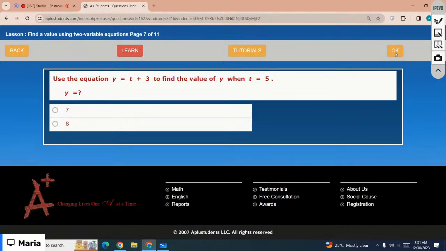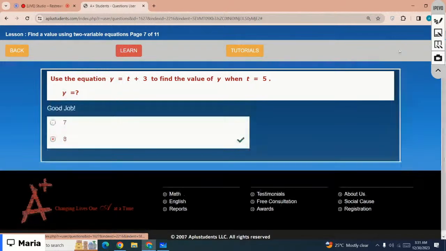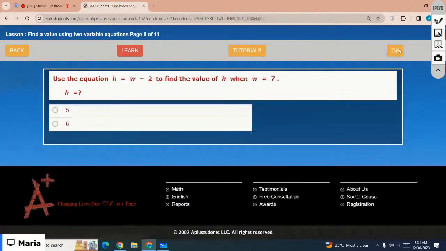The correct option is yes, it is 8. Right? The correct option is 8. Okay, you can complete the lesson by yourself later today. Let's just move on to the next lesson.